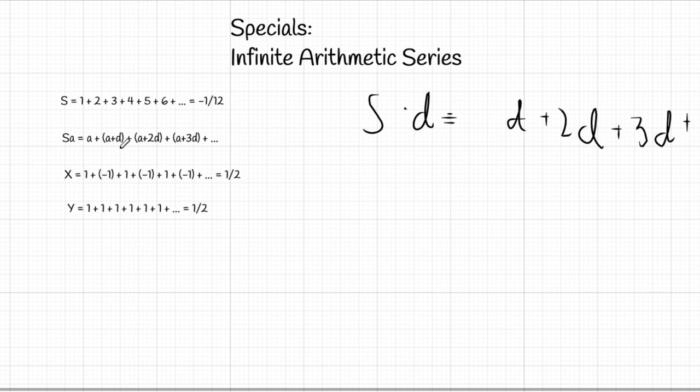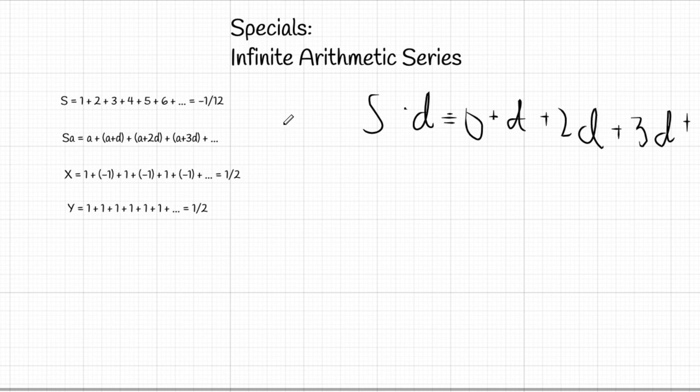In s sub a, the d appears in the second term, the 2d appears in the third term, and so on. But in s times d, the d appears in the first term. Everything seems one off. Well, remember what I said about adding and canceling zeros? Since it's an infinite series, we can just add a 0 at the front. So now there's a 0 in the first term, and d is in the second term, 2d is in the third term, and so on. Now everything fits, and we have something very similar to s sub a.